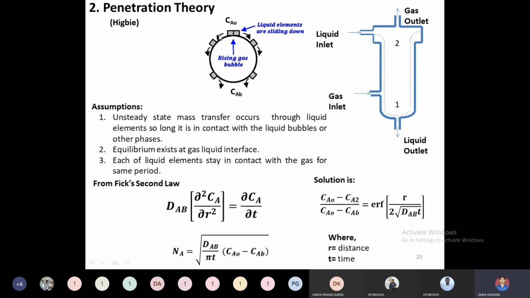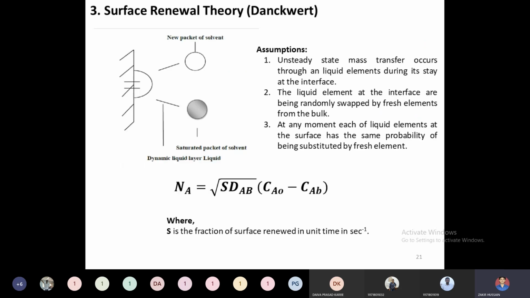And the third assumption is that every packet will have the same period of contact with the bubble. He is saying every liquid packet will have the same period of contact time. Then the next one is the Danckwerts surface renewal theory.